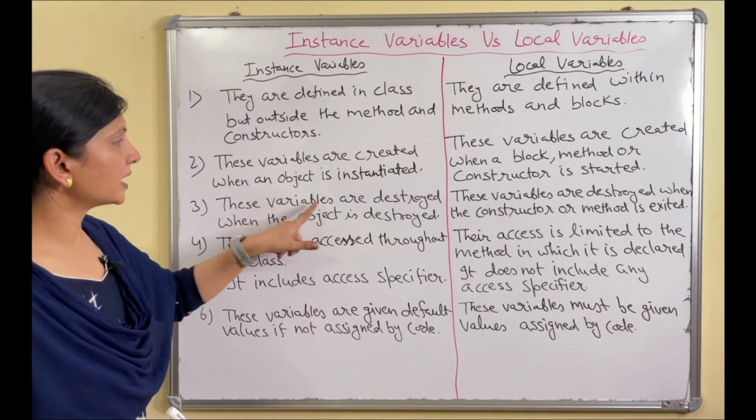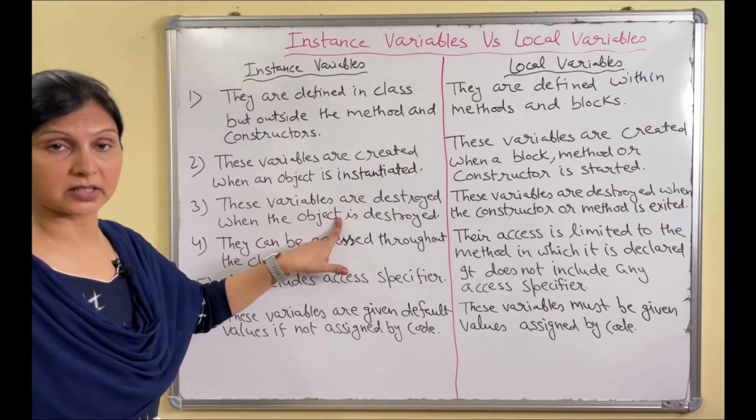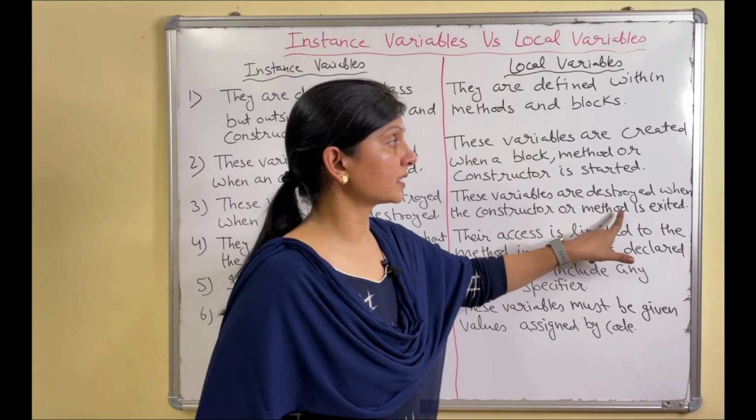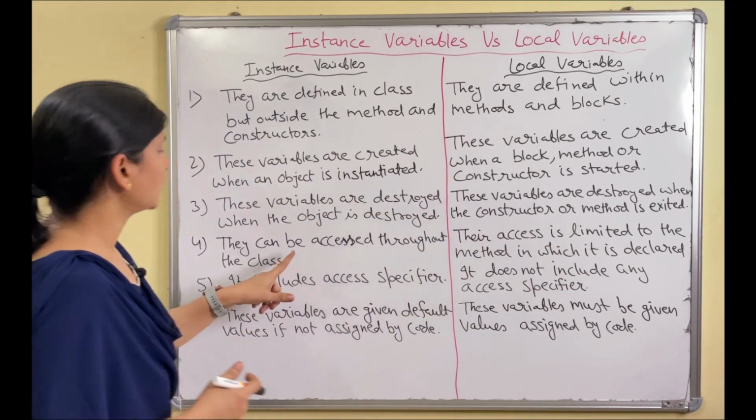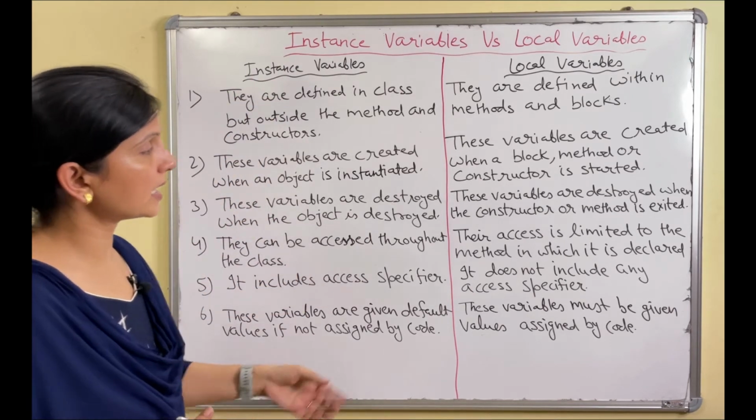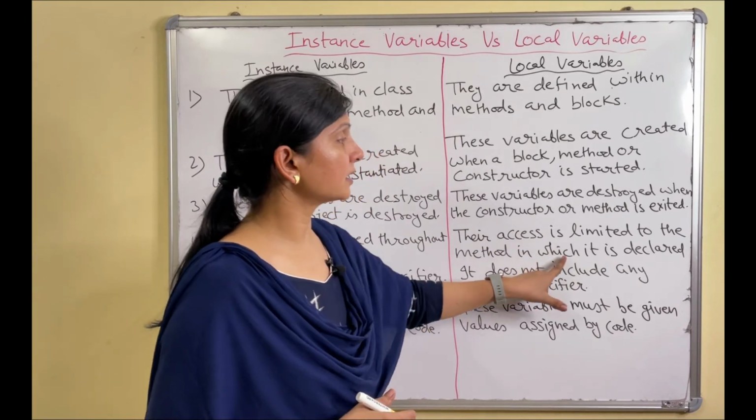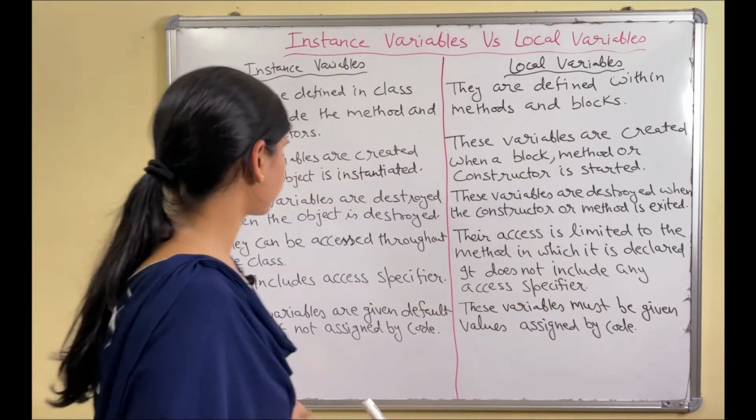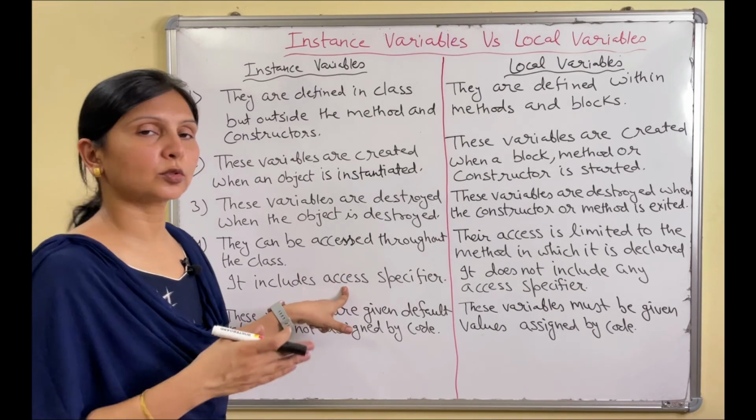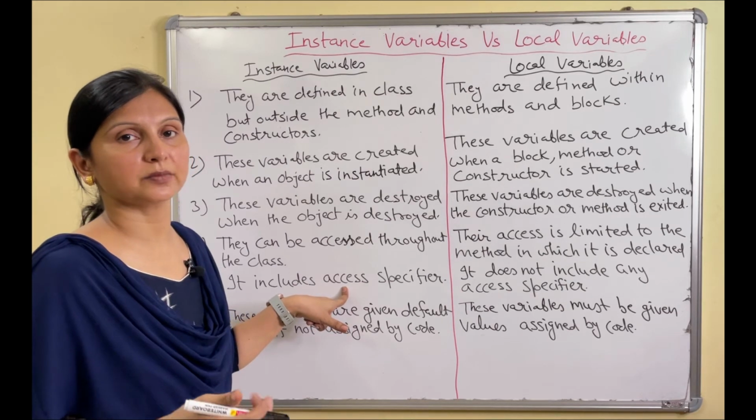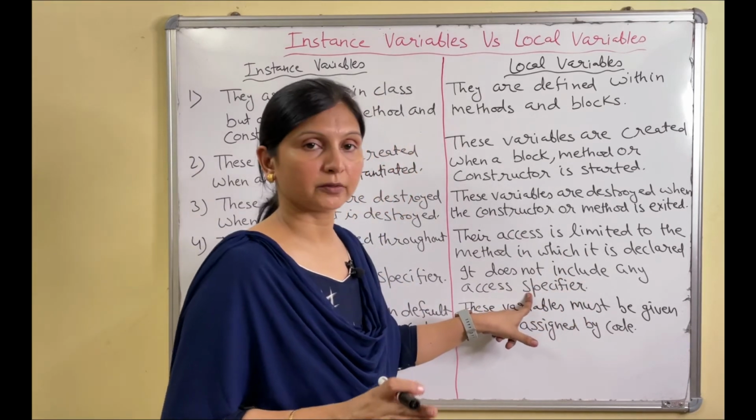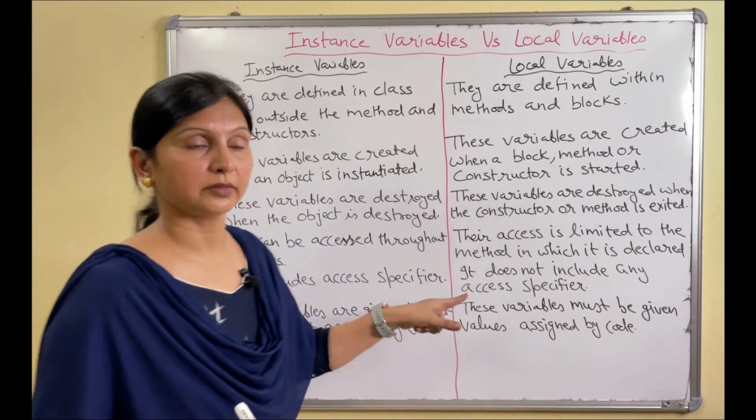So next is, instance variables are destroyed when the object is destroyed. But local variables are destroyed when the constructor or method is exited. Instance variables can be accessed throughout the class, right? But the access of a local variable is limited to the method in which it is declared. Instance variables include access specifiers like public, private, protected, and if you are not assigning any access specifier, then it is default. But local variables don't include any access specifier. We cannot give an access specifier to a local variable.